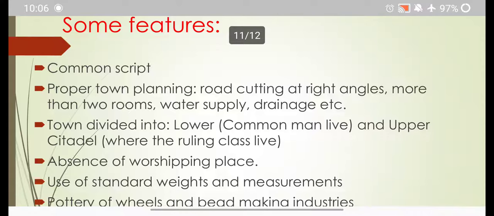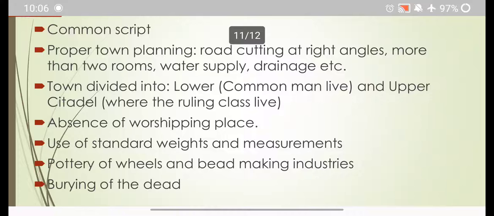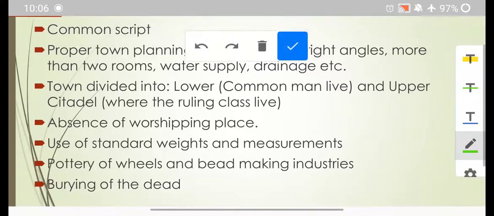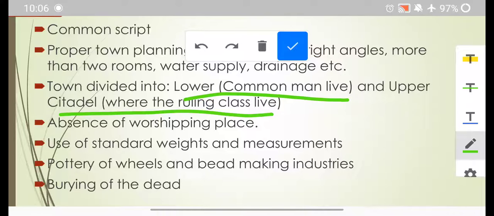And then let us see some features of the Indus Valley sites. They have a common script. They have proper town planning, for example roads cutting at right angles. In their houses, they have more than two rooms. And then they have proper water supply and proper drainage. And then as I told you, the town was divided into the lower town and the upper citadel where the ruling class lived.